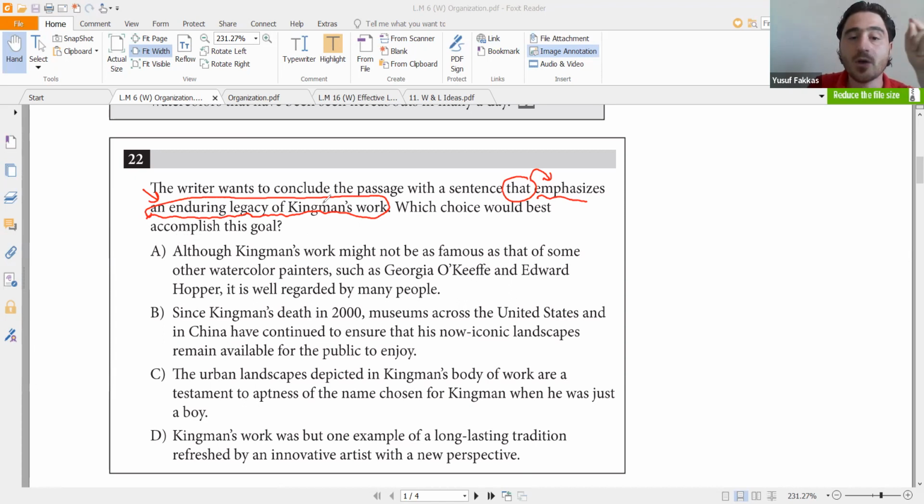Okay, so we already know that Kingman is a painter. We had a lot of questions about this passage before, right? And here, this is what I'm going to stop at, an enduring legacy. First of all, guys, what does it mean, enduring legacy?